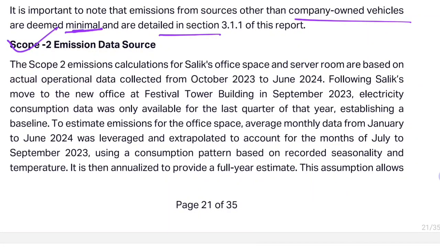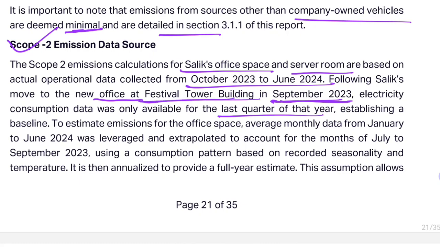Scope 2 emission data source. Of course, scope 2 emission calculation for office space and server room are based on actual operational data collected from October 23 to June 24, following Salik's move to the new office at Festival Tower building in September 23. So electricity consumption data was only available for the last quarter of that year. Why? Because they moved to the new building, establishing a baseline also. So please remember, this is very important.